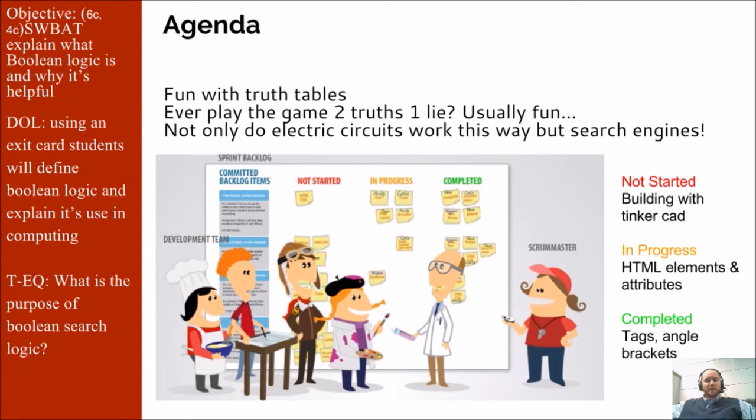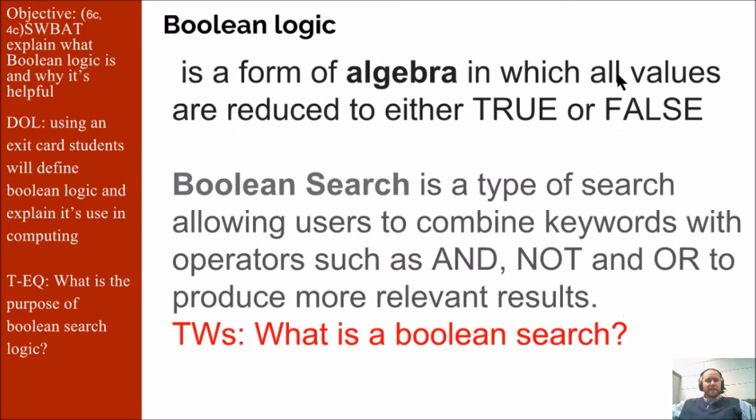What we've not started is building circuits with Tinkercad. That'll be something that pops up in this unit. Currently in progress, just learning HTML elements and attributes and working with that on websites. We'll have a master website for this unit, just like the others, where that website will contain all this information you're learning about. And what we've completed is the idea of tags, using angle brackets to create tags in HTML. Alright, so let's get started.